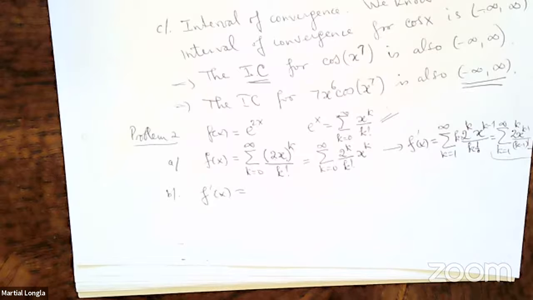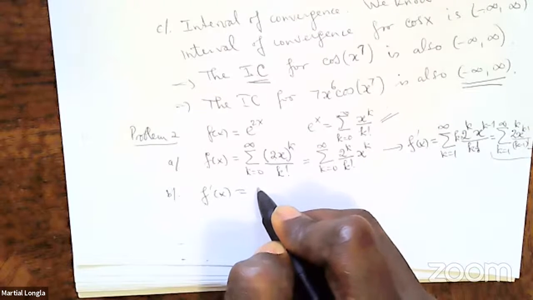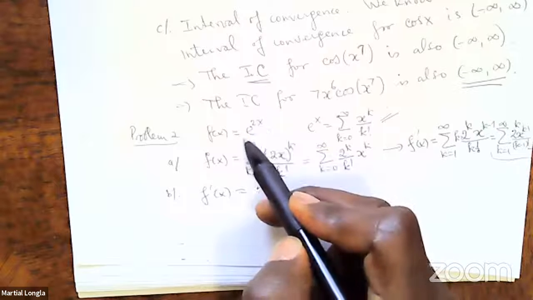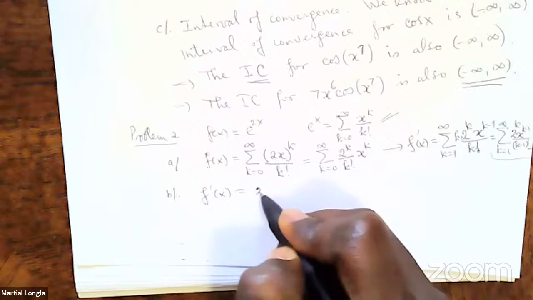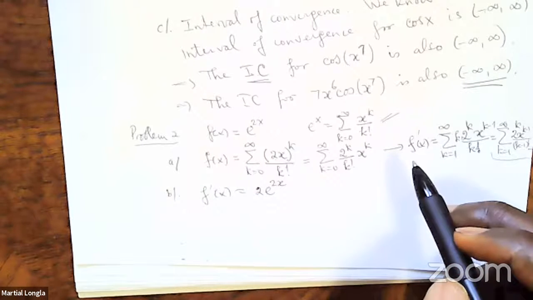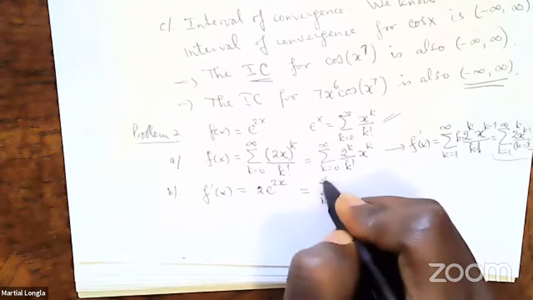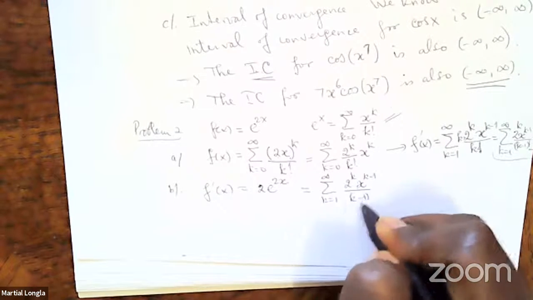I had 2x e to the 2x for the derivative. What is that again? 2x times e to the 2x. Why would you have 2x? Sorry, would it just be 2 then? So that's 2e to the 2x. And so that's what that derivative is. And we know that derivative is equal to this sum, k from 1 to infinity, 2 to the k, x to the k minus 1 over k minus 1 factorial.